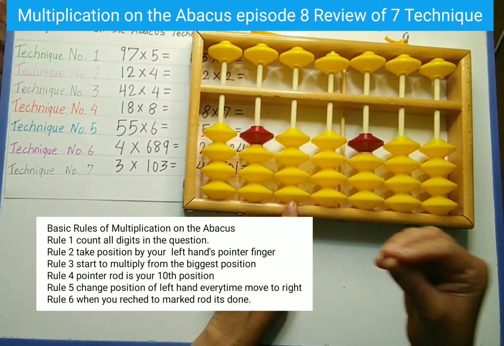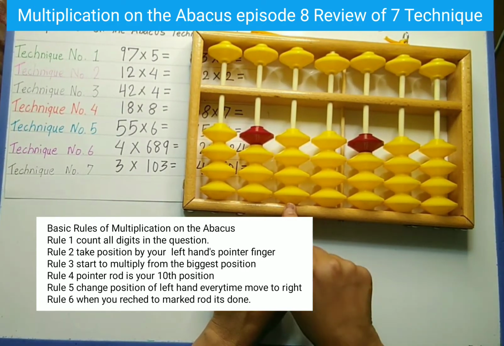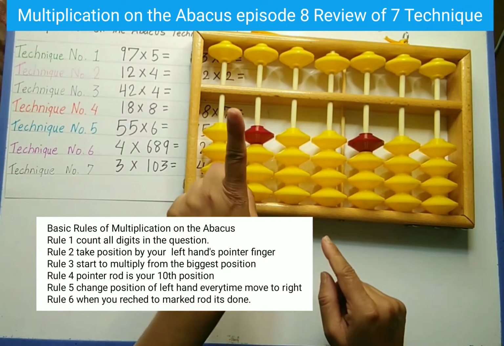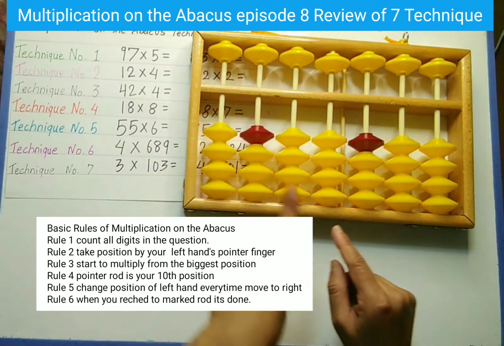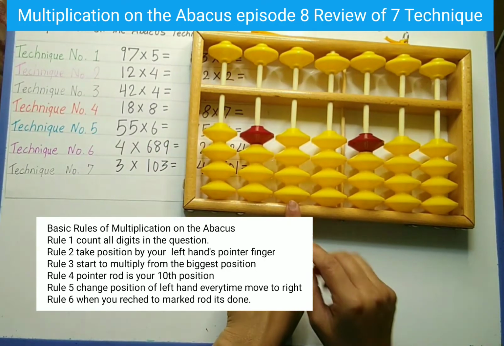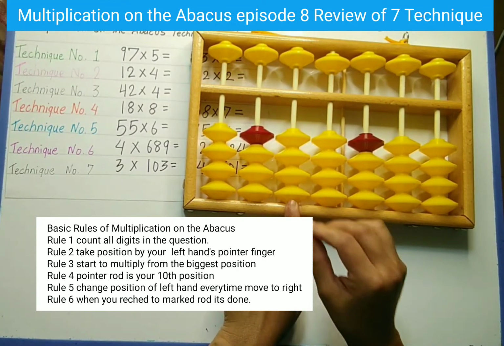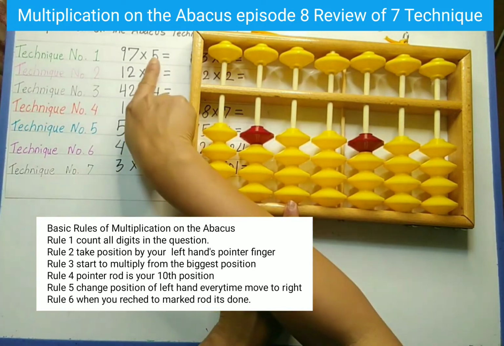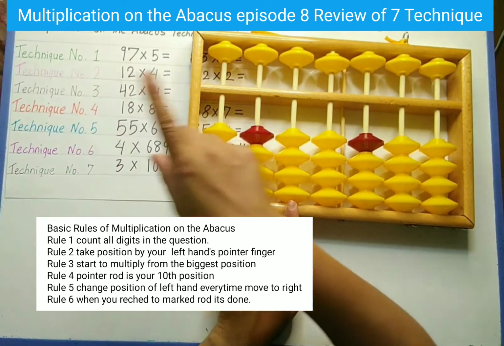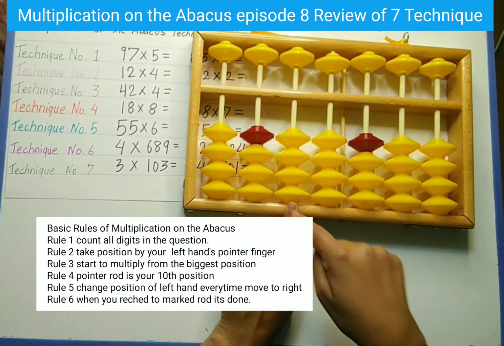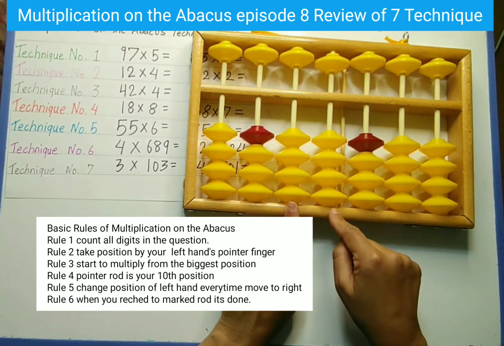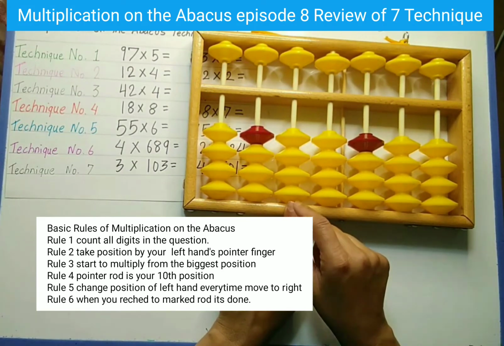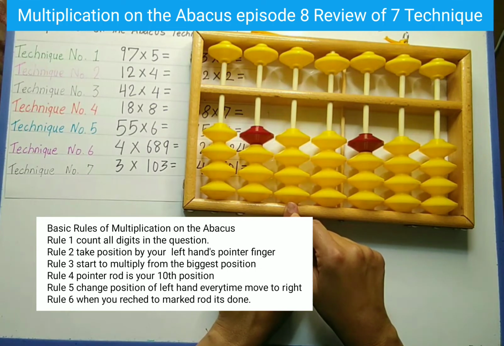After counting 3 rods, you have to put your left side pointer finger here, and in this rod you have to place the 10th position's answer. Means 5 9s are 45, so you have to place 4 here and 5 here, because 4 is in the 10th position and 5 is in the first position. So this rod will be the 10th position.